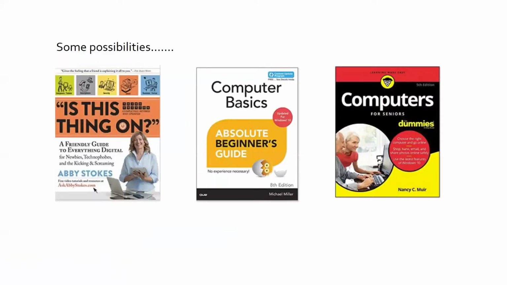So here are 3 books that I would recommend, 2 of which I own. The first one is This Thing On? by Abby Stokes. Abby was a presenter in our first track today, or track number 1 today. It's a fun book, and if you've not seen it, let me read the subtitle if you can't see it on your screen. A friendly guide to everything digital for newbies, technophobes, and the kicking and screaming. And as you can gather from that subtitle, Abby's got a good sense of humor. She keeps the book light.